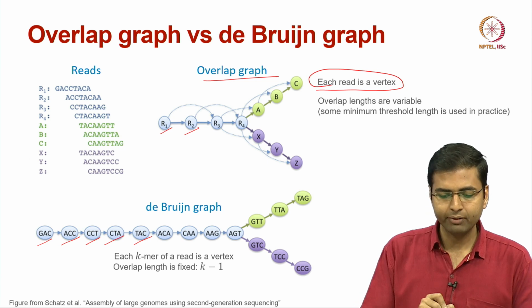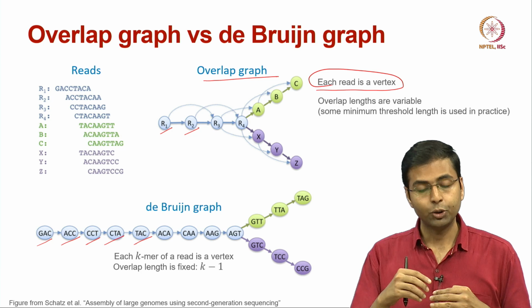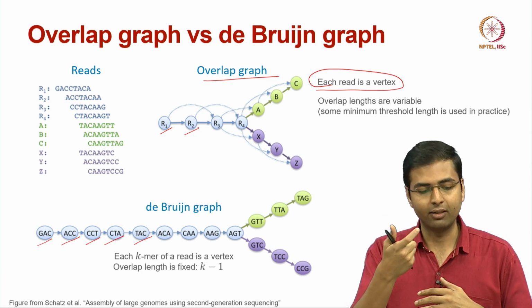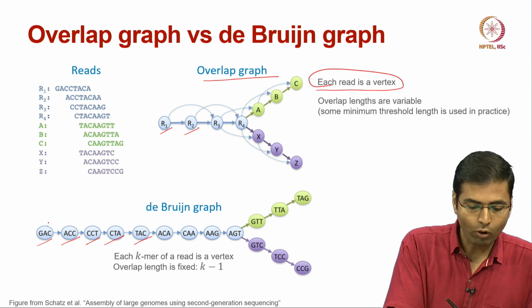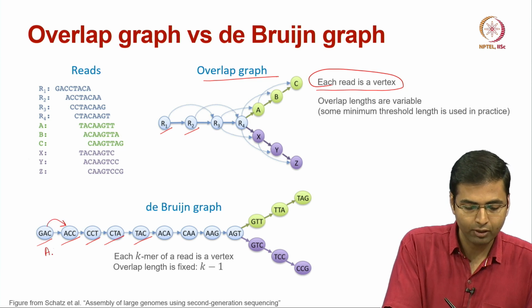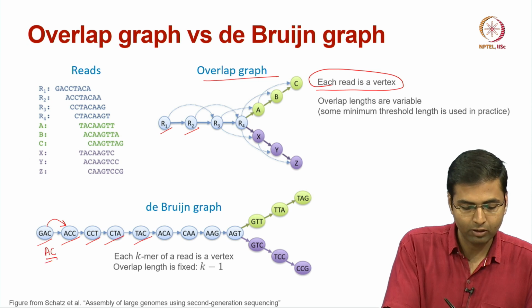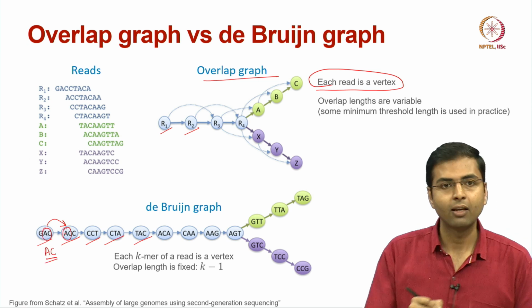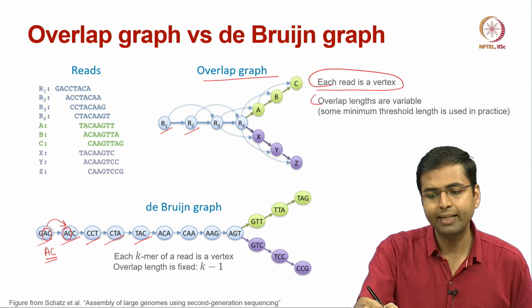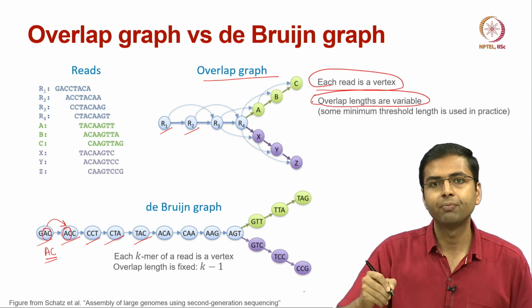And also observe that in a De Bruijn graph you draw an edge when you have an overlap length of k minus 1. That is, you are drawing an edge from GAC to ACC because there is an overlap length of k minus 1. Whereas in an overlap graph we do not have such a restriction. So, the overlap lengths are variable.